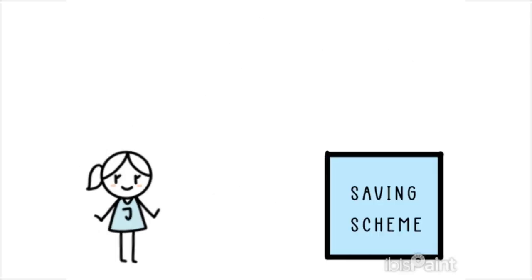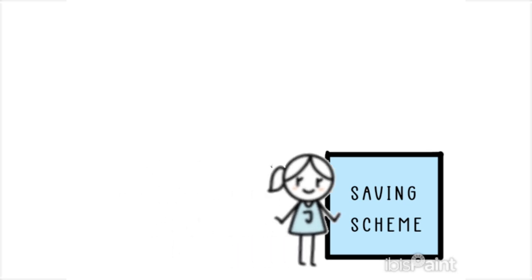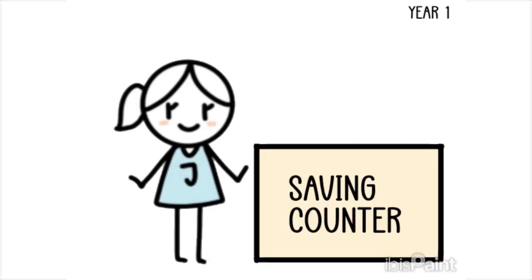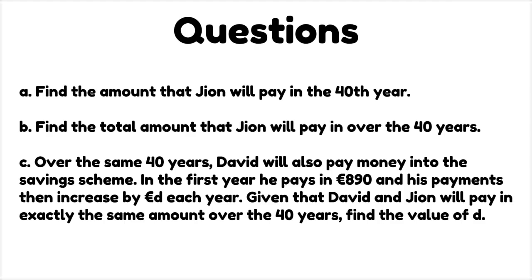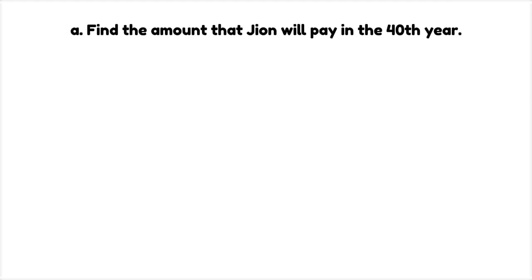Let's read out the problem. Each year, for 40 years, Jian will pay money into a savings scheme. In the first year, she paid 500 euros. Her payment then increased by 50 euros each year, so that she paid 550 in the second year, 600 euros in the third year, and so on. Here are the several questions we're going to answer. Find the amount that Jian will pay in 40 years.